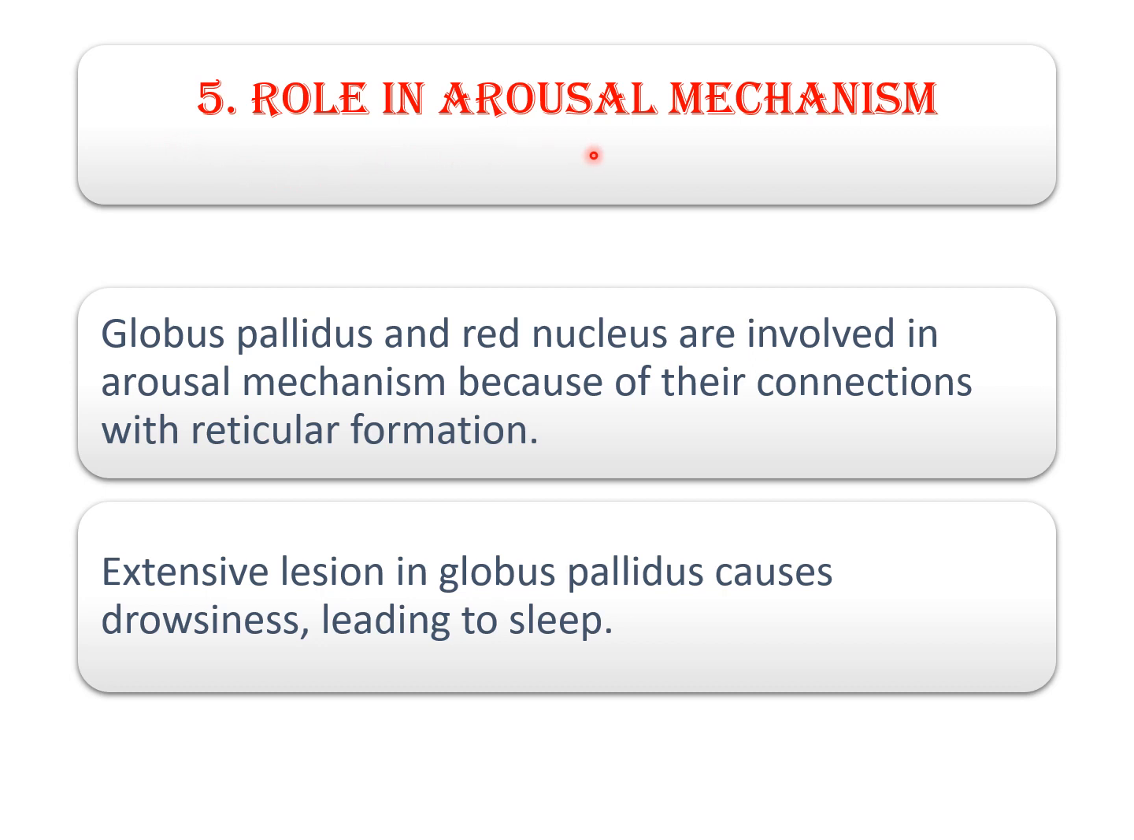Then the role in the arousal mechanism. Globus pallidus and red nucleus are involved in the arousal mechanism because of their connection with the reticular formation. Extensive lesion in the globus pallidus causes drowsiness, and that leads to sleep.